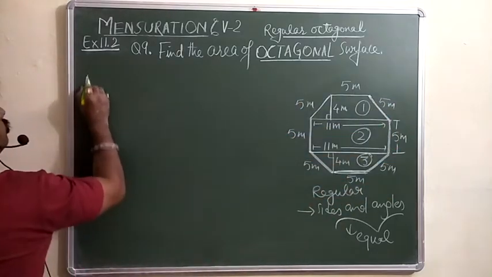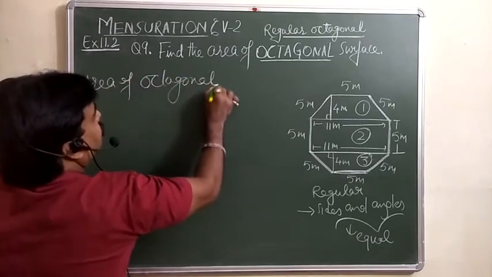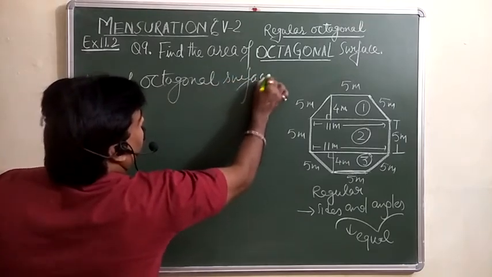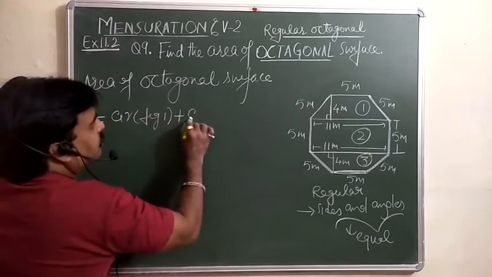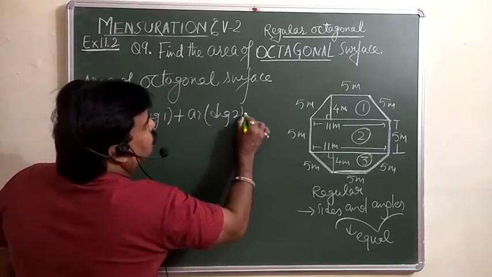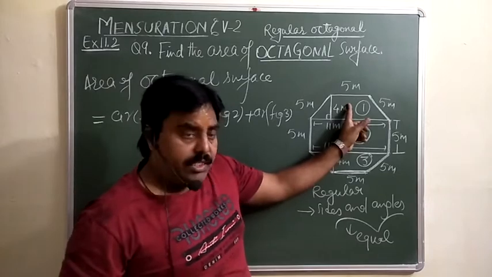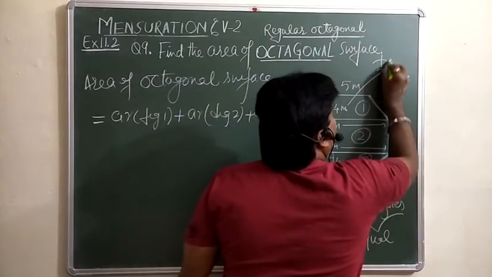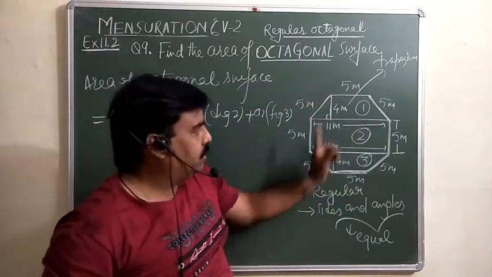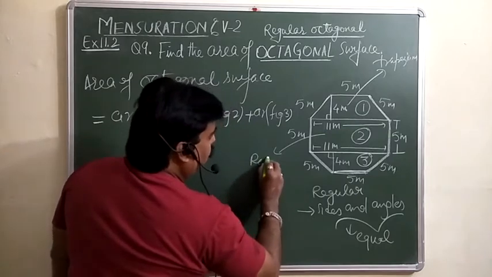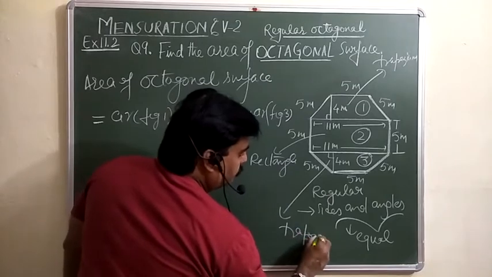So area of this octagonal surface will be equal to area of figure 1 plus area of figure 2 plus area of figure 3. See now, this figure is in the shape of a trapezium. So you are supposed to apply the formula of the trapezium, and this one is in the shape of a rectangle, and this is also in the shape of a trapezium.